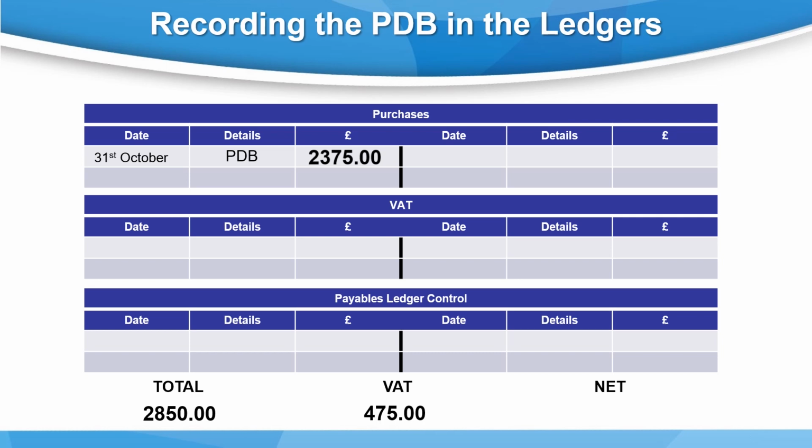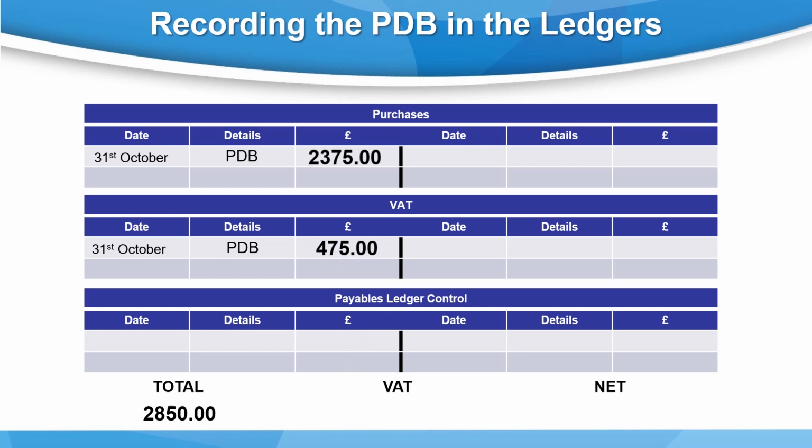Next, we'll post the VAT. VAT on these purchases will also be a debit, following the same side as the net purchases we've made for the period. Again, we'll enter the date and the details in the VAT account as before, and then the figure for VAT.